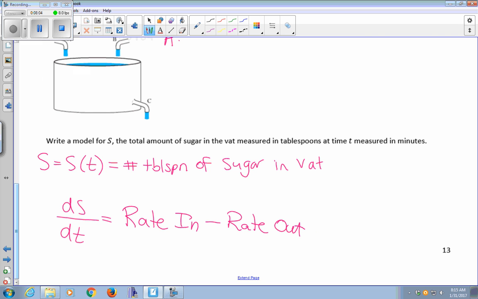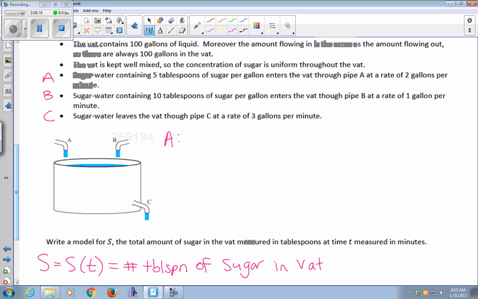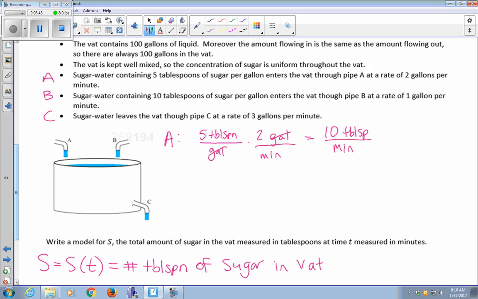So I'm trying to write a formula for dS/dt. S stands for sugar, t stands for time. Tablespoons per minute would be the units here. So I need to figure out how fast sugar is flowing in tablespoons per minute. I have tablespoons per gallon and gallons per minute. Multiply them and you'll get tablespoons per minute. Okay, so I have 5 tablespoons per gallon times 2 gallons per minute. Gallons cancels, and we get 10 tablespoons per minute flowing in through pipe A.